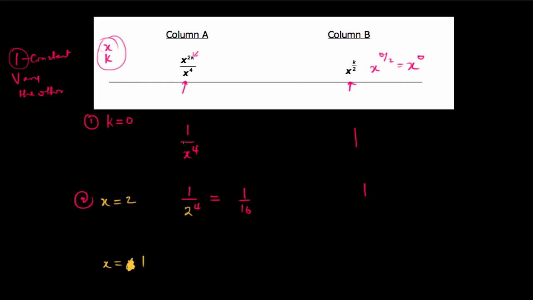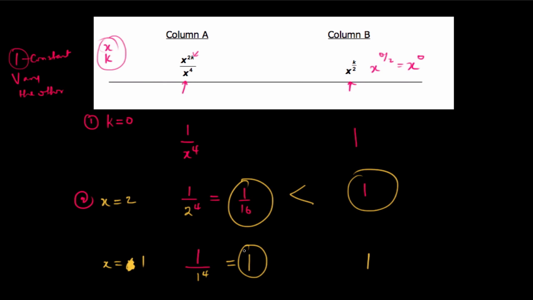So now when x is 1, what you're going to have here is 1 divided by 1 to the power 4, which is just 1. So this is going to give you 1, and then what you have here would always be 1 because it's not affected by whatever variation you put here. So now the lesson we're going to learn here is when x is 2, the quantity we have here is less than the quantity we have here. But then when x is 1, the quantity we have here is equal to the quantity we have here.